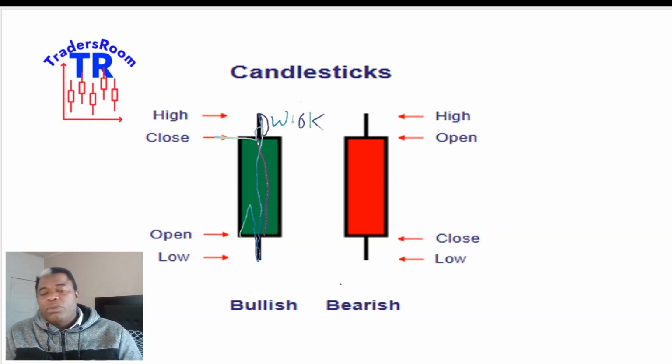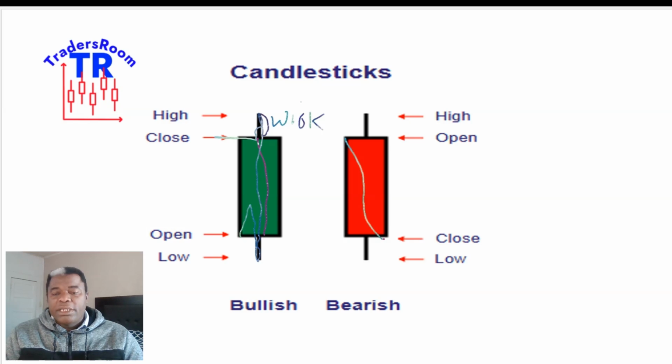It's still the same with the red, the bearish, where it opens here, and closes here. But what happens at a particular time, probably it gets to this area, the low, and the buyer came and pushed it back. So that's the formation of these two candles.